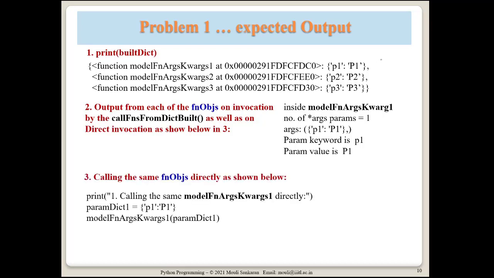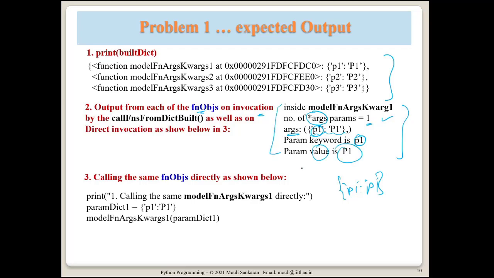Okay, so this is the output of the built dictionary. It should look like this, and then the output from each of those function objects on invocation should be like this, because I've given you the code there. It is printing the number of arguments, which is rguess, which will have only one dictionary entry, right? This P1 colon capital P1. So it says 1 I received, and then exactly what I received as rguess, what parameter I got, parameter as P1, and what value I got, P1. So this is what it says.